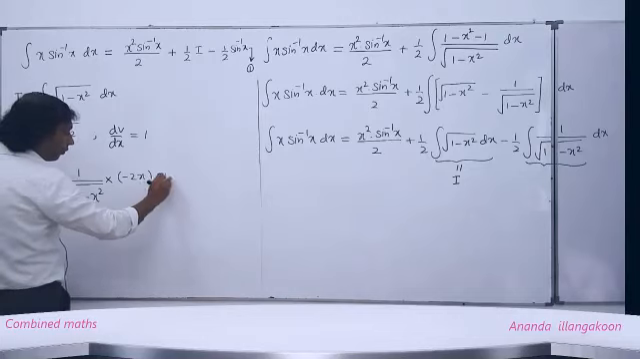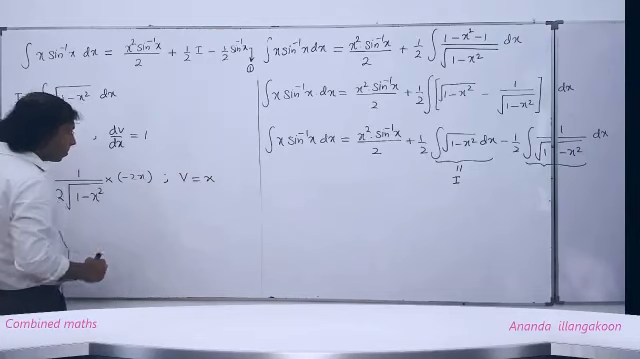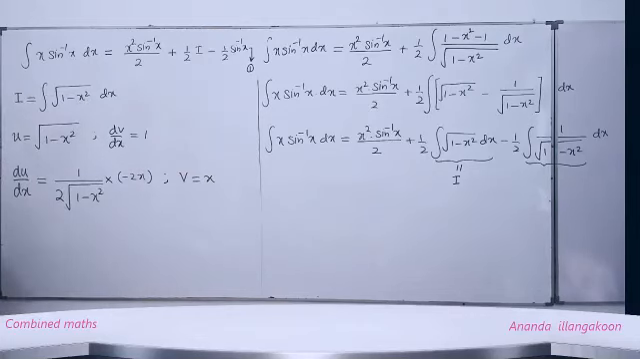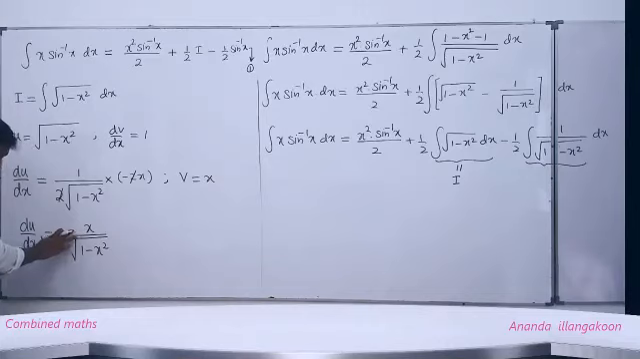And here v is x. When you integrate 1, it's x. You can cancel down this and this. Du by dx, people, it's minus x upon square root of 1 minus x squared. Right, no? 2 and 2 we can cancel down. This we get, right.